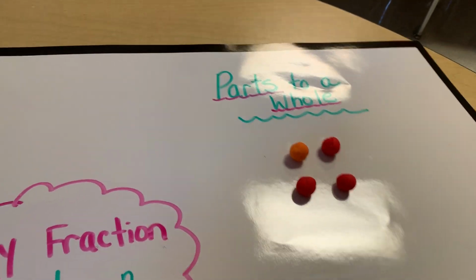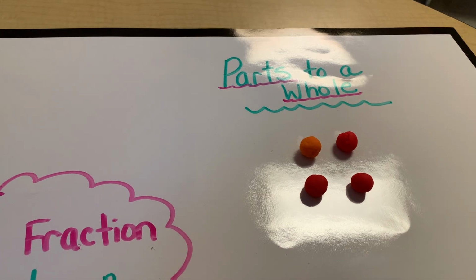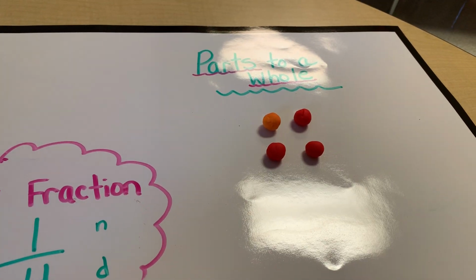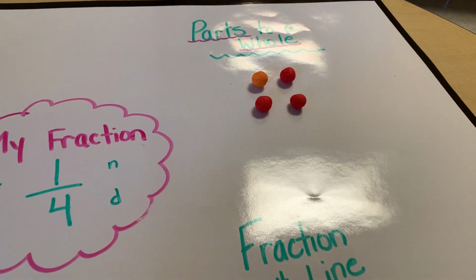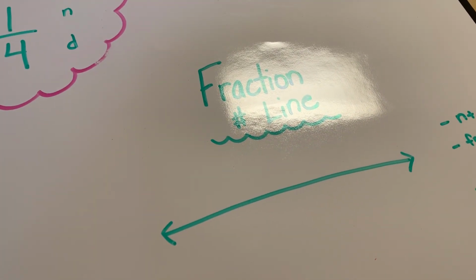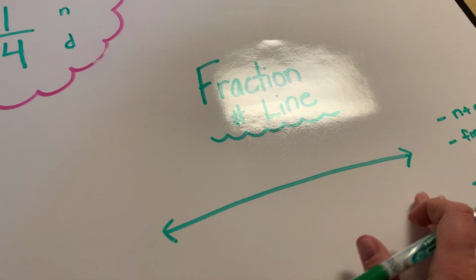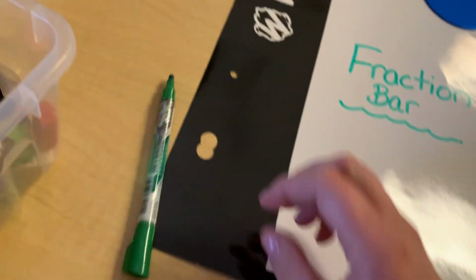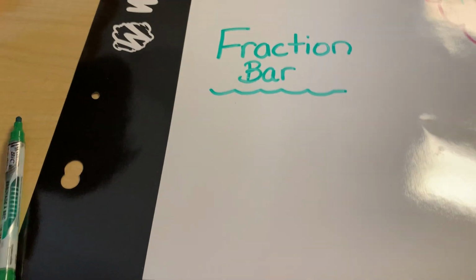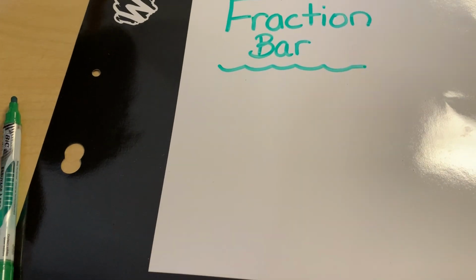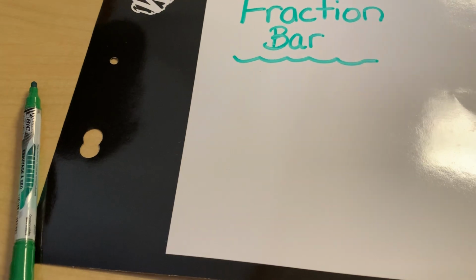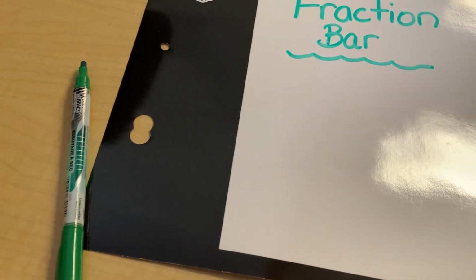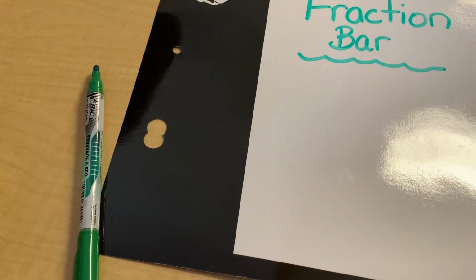Okay, so now you can use Lego, you could use Play-Doh, you could draw them and color them, it doesn't matter, however you want to represent your parts to a whole. And then your fraction line, I'm going to teach you how to do that as well. But on your fraction bar, you could really use things like Lego. You just have to make sure that they're the same size, and you have to make sure that you're representing your fraction properly with the right colors. So we will do that in a moment here.